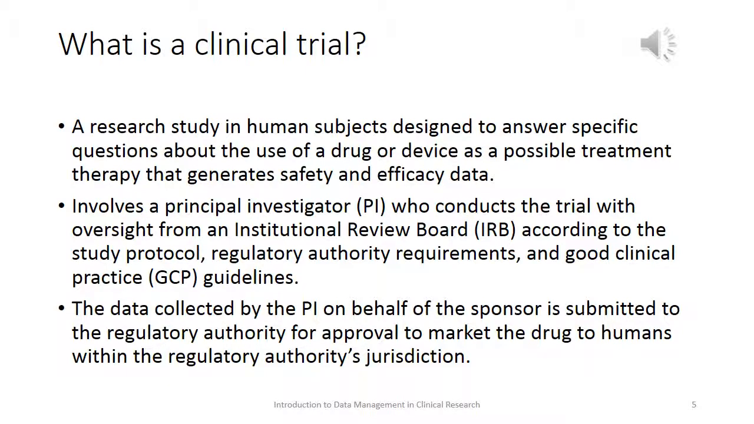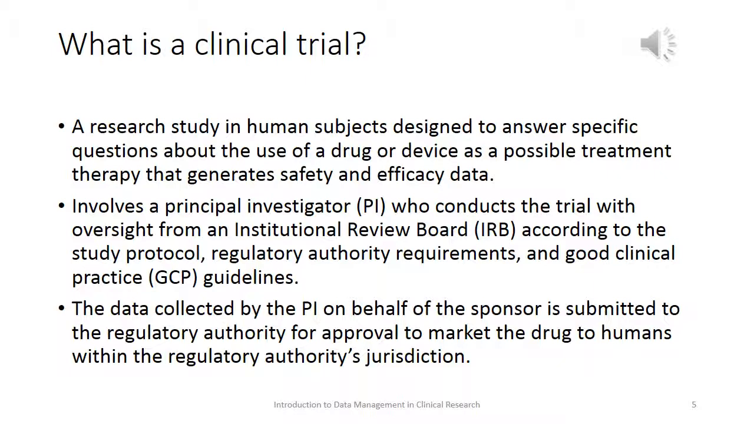So what is a clinical trial? Well, the short answer is it's an experiment. A clinical trial is a research study in human subjects designed to answer specific questions about the use of a drug or device as a possible treatment therapy that generates safety and efficacy data. And we're going to talk about the difference between safety and efficacy data.